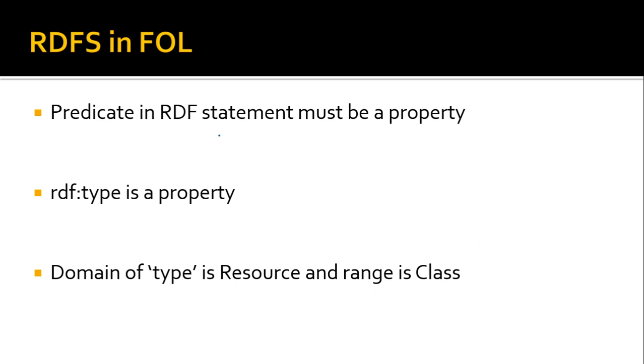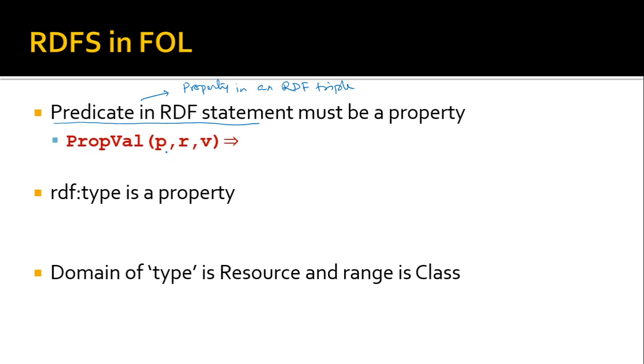Now the predicate in an RDF statement, let me refresh it. It is basically the property in an RDF triple. It must be a property, it will be a type of property. How do we write that? Basically we can say that we have something like prop val P R V, which is the first order logic representation of an RDF triple, and the RDF triple will be R P V.